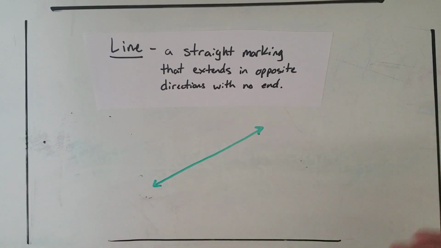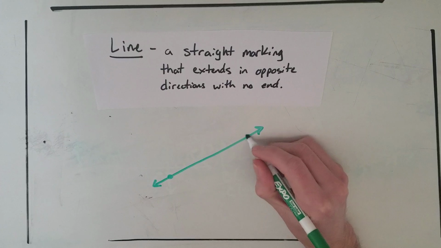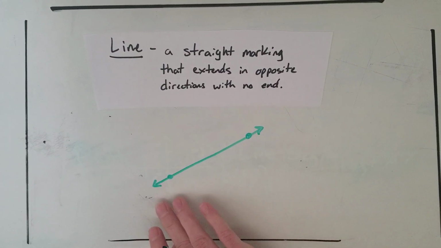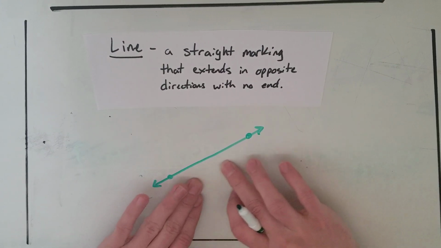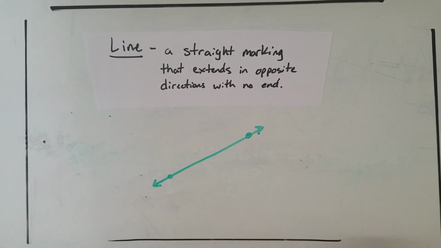It goes on forever. But now, geometrically, when you have a line, we're going to have at least 2 points on the line. Keep in mind, though, this line is made up of infinitely many points. There's points all over this line. It's really just a collection of points that fall on that straight line. But in order to name a line, we're going to need 2 points.